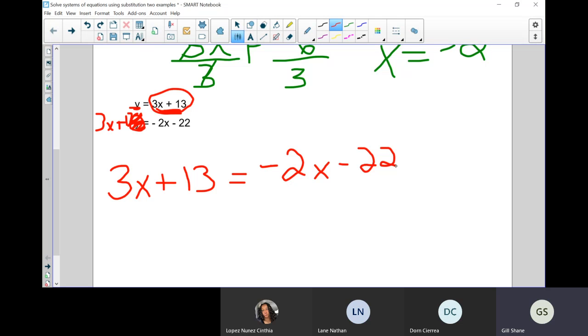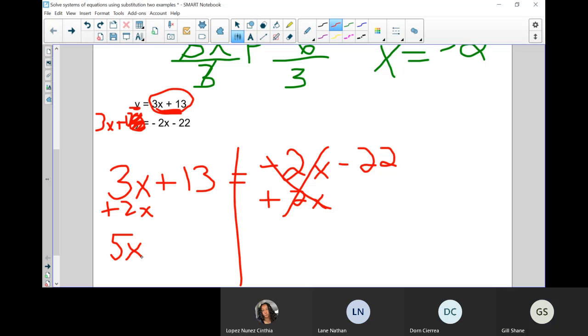Now I solved this out. So I'm going to move all the variables to the right. I'm sorry, to the left. I don't know why I just did that. So I need to add 2x, which means I need to add 2x over here. Well, that cancels out. I'll draw my line down the middle of the equation. I have 5x plus 13 on the left now, and that just equals -22 on the right, because the 2x's canceled out, 2x and 2x.